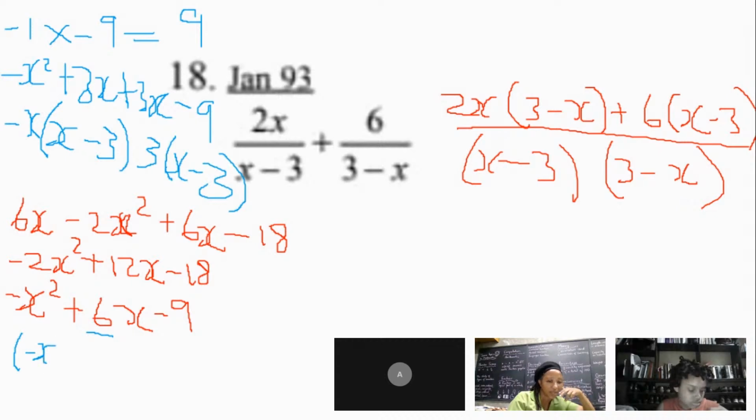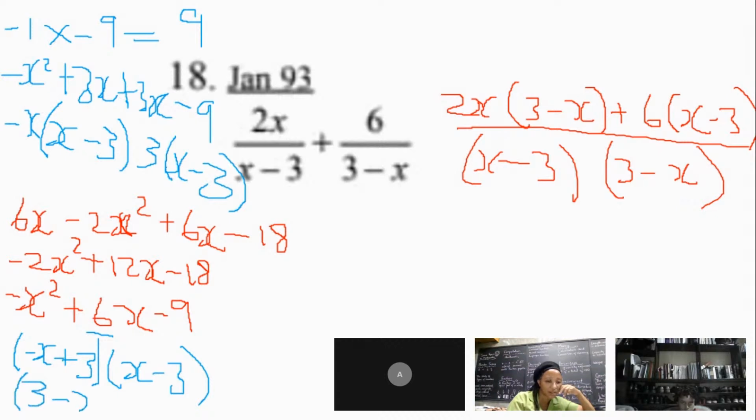So negative x plus 3 and x minus... So that's what we have at the top, right? Yes, miss. So it could cancel out. Negative x plus 3 can be written as 3 minus x. Yes, miss. So it all cancels down to 1.